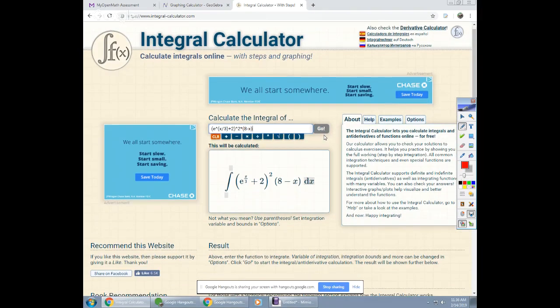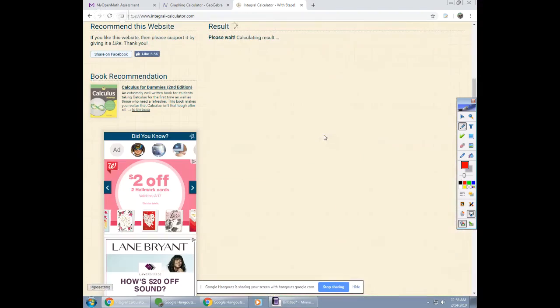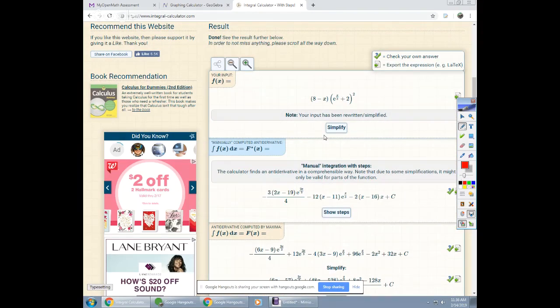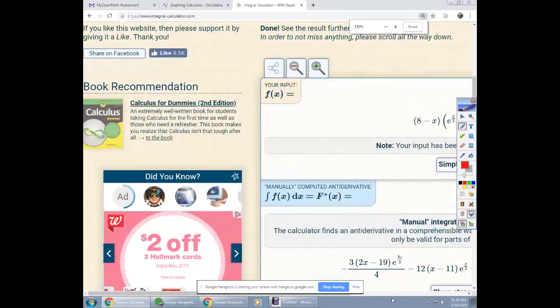But will my OpenMath still take the one from GeoGebra, or do we have to put in an exact one? This particular problem didn't need an exact answer with pi. If it was an exact one, I'm 90% sure it does take it. Yeah, so here, blow that up just a little bit. It would take an exact answer if you had one.